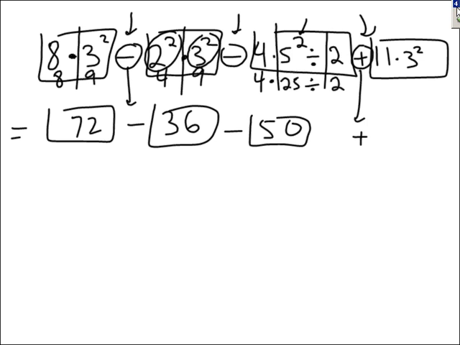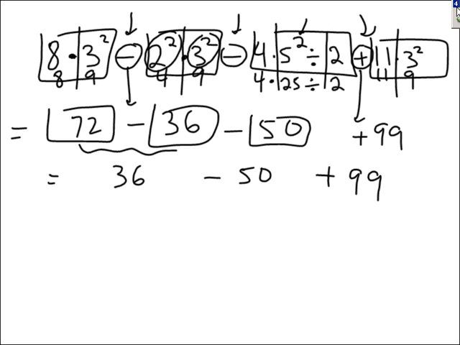Plus 11 times 3 squared. Well, 11 is 11, and if you know how to do this, 3 squared is 9. But for now, know that it breaks up right there. 11 times 9 is 99. 72 minus 36 is 36. Minus 50 plus 99. Well, if you do the arithmetic, you get, I think, 65. 85, excuse me. You get 85.